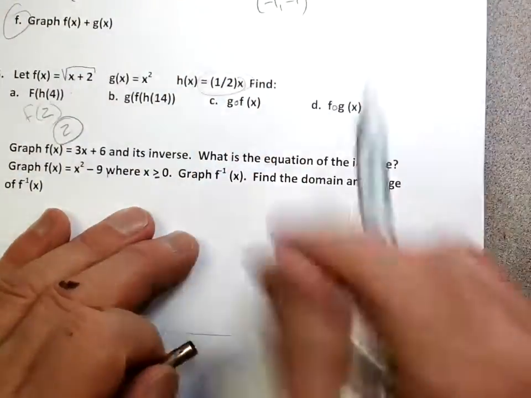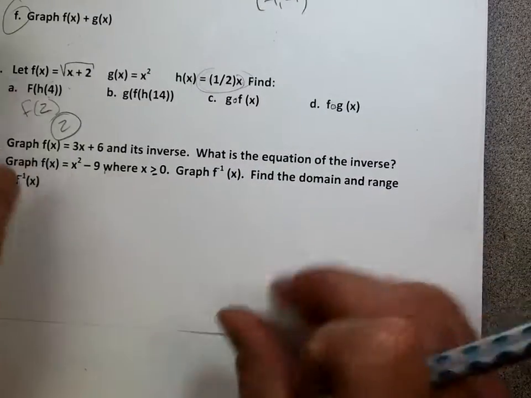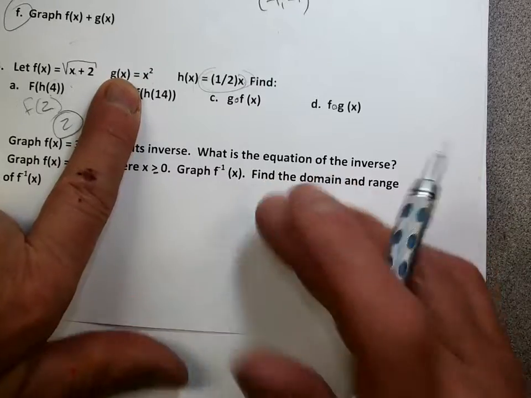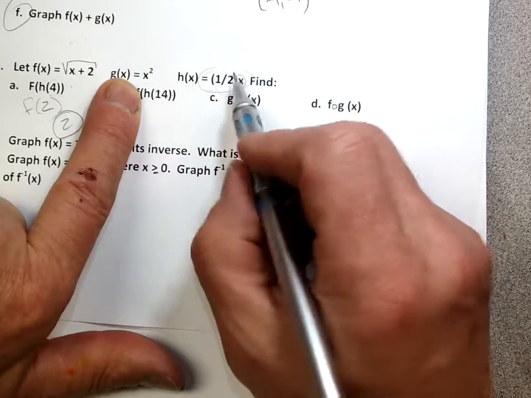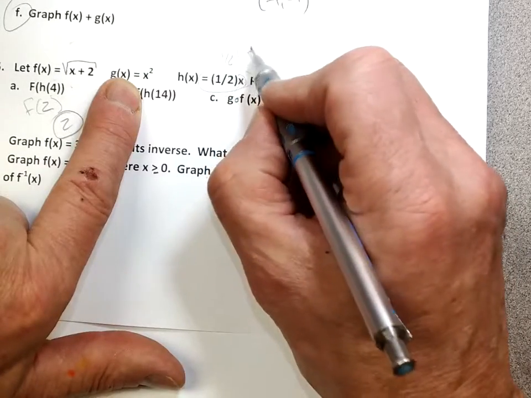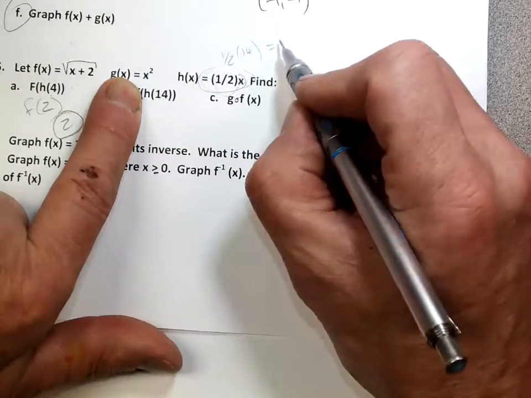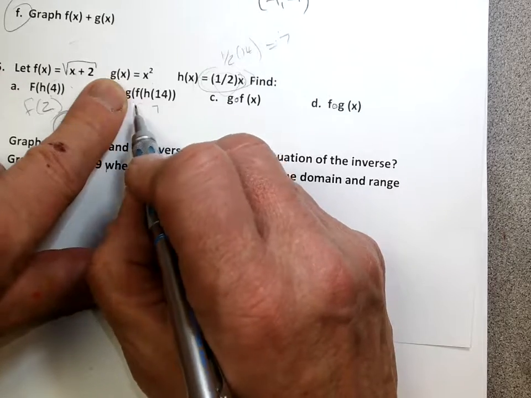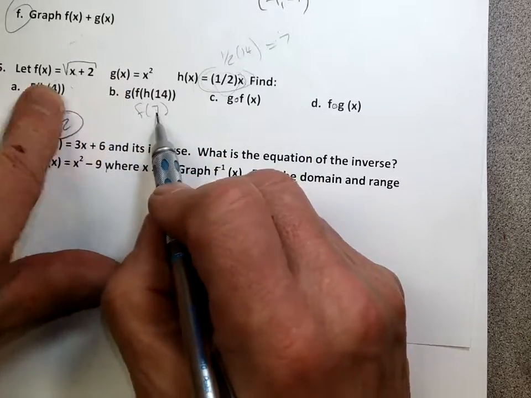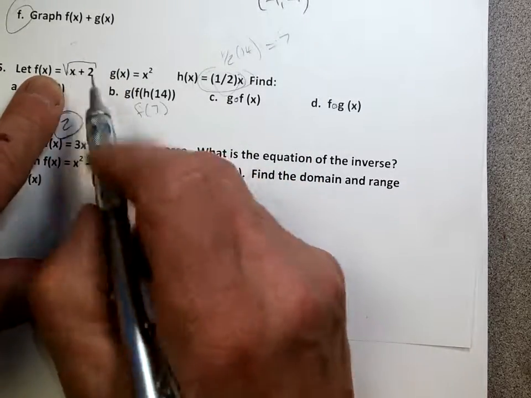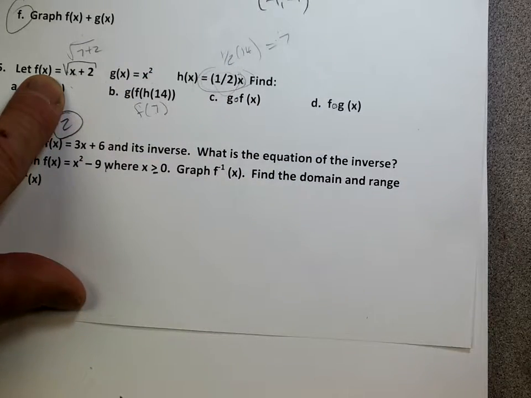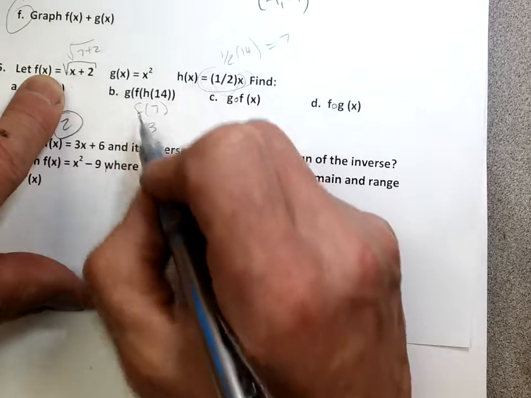All right. So work our way from the inside out. So first of all, h of 14. So let's put 14 into h. So 14 goes here, okay? Half of 14. What's half of 14? 7. Okay, so h of 14 is 7. Let's take the f of 7. So 7 goes into here, right? So I got the square root of 7 plus 2. 9. Square root of 9 is 3. So that's 3, okay?